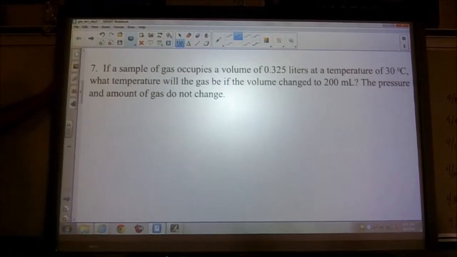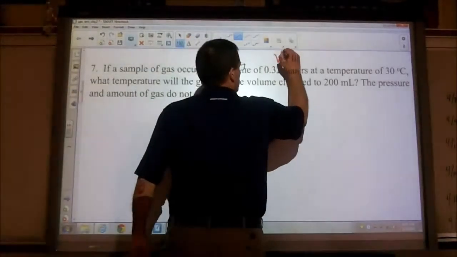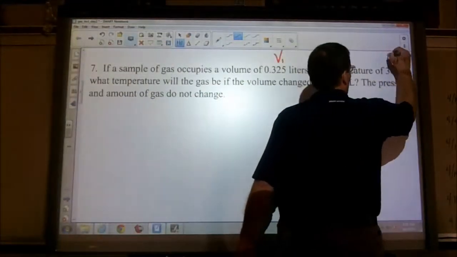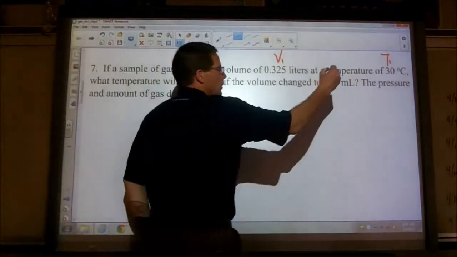Number 7 says if a sample gas occupies a volume, so we have a volume, V1, of 0.325 liters at a temperature, T1, of 30 degrees.